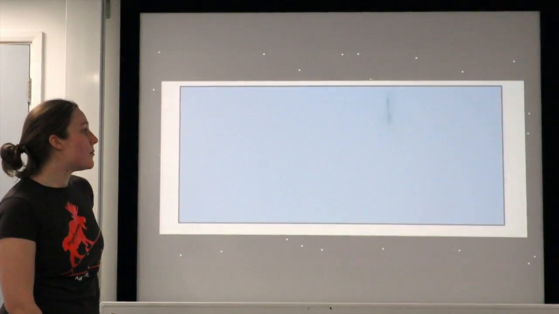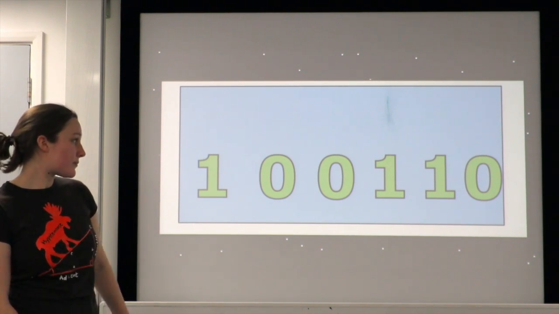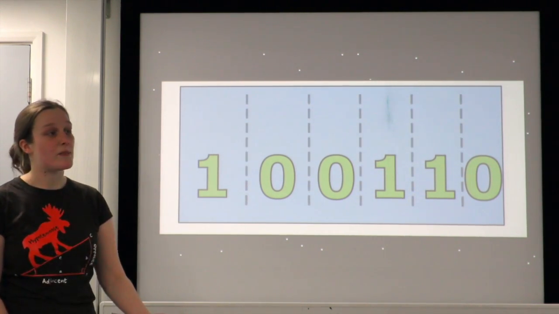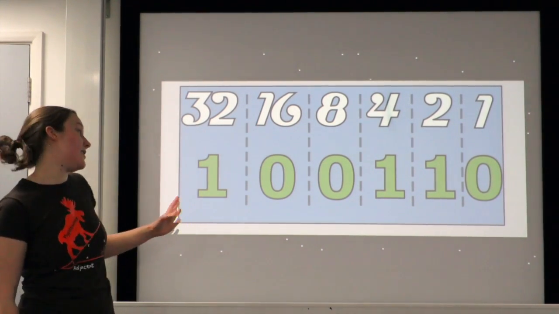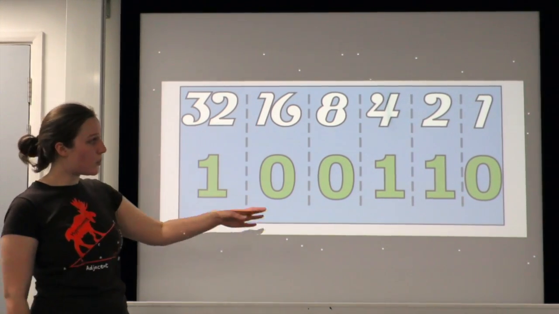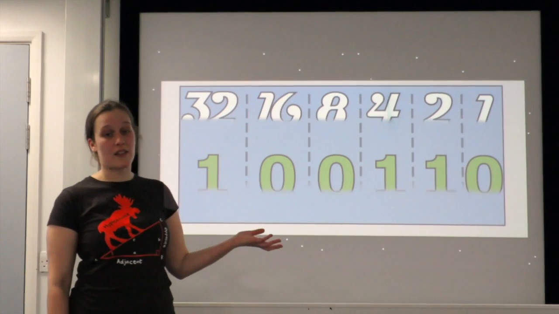Here is an example of a number represented in binary. So, this is a base 2 number system, so the place value goes up in powers of 2. So to count this number, we have 1 times 32, 1 times 4 and 1 times 2 to give us 38.